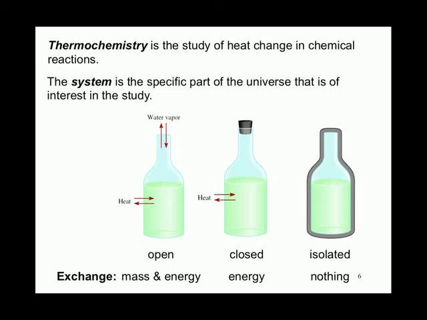So the system is that specific part of the universe that we're studying. Everything else is called the surroundings. So the point of these diagrams here is that our system is really what's in the bottles. That's our system. And the surroundings is everything outside of it. Now you notice we have a heat exchange between the system and the surroundings. Here we had a mass exchange between the system and the surroundings. Over here we had no exchange at all.